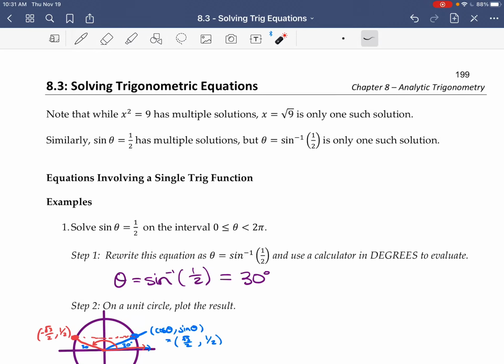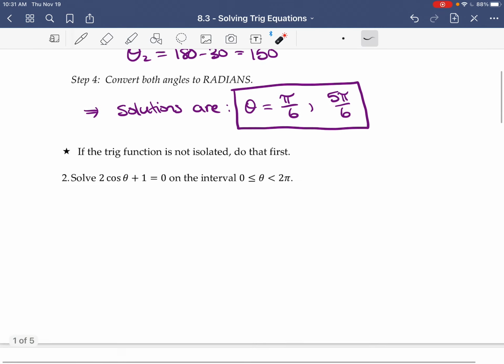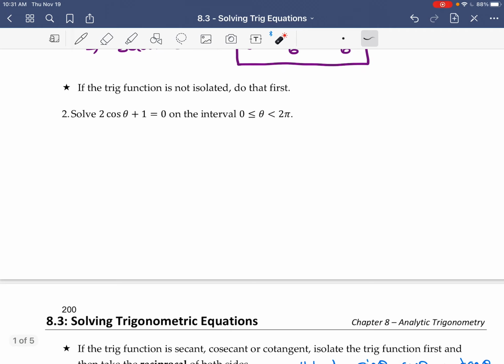In this video, we're going to do some more examples solving trigonometric equations. So let's start with this example here. We have 2 cosine theta plus 1 equals 0. We want to solve for cosine of theta before we start. So we're going to subtract 1 on both sides and then divide by 2. So this is actually cosine theta equals negative 1/2.